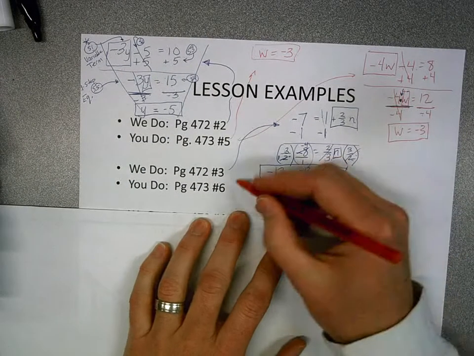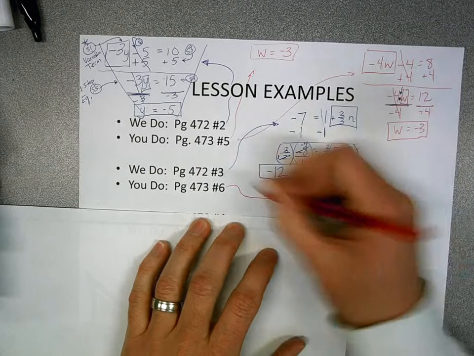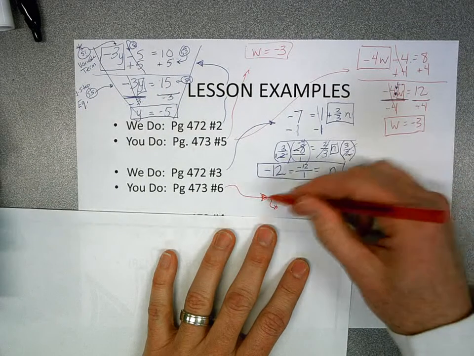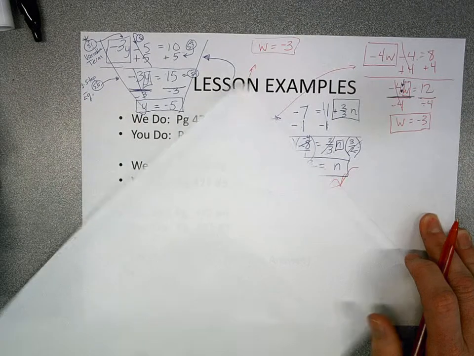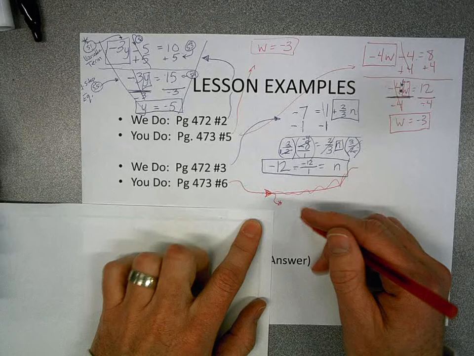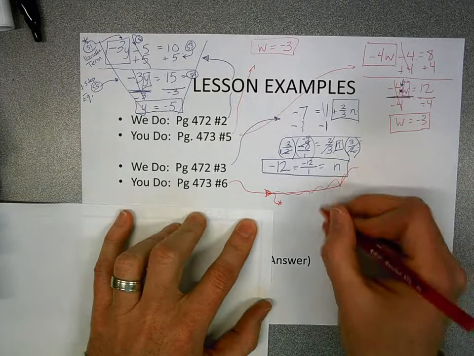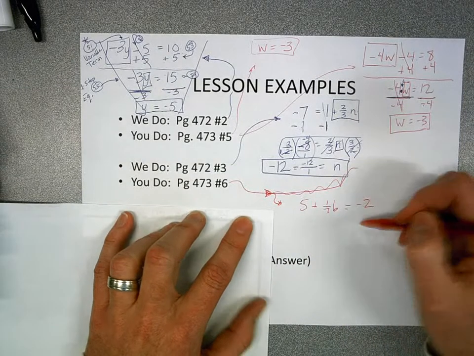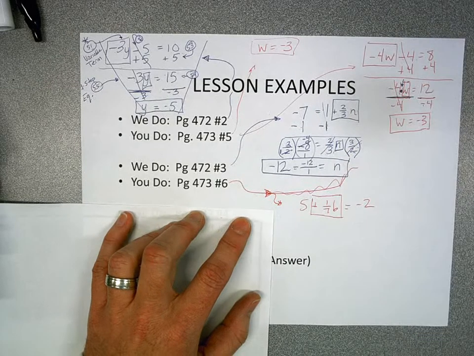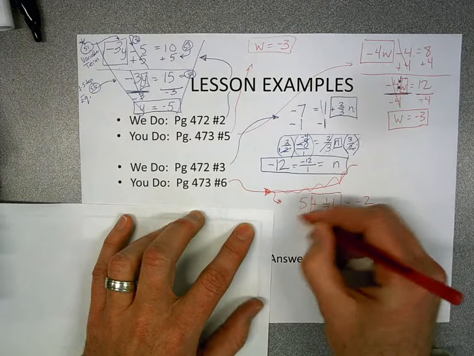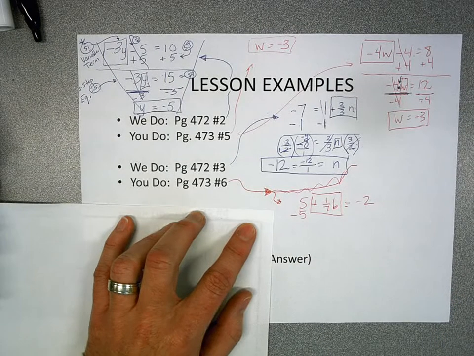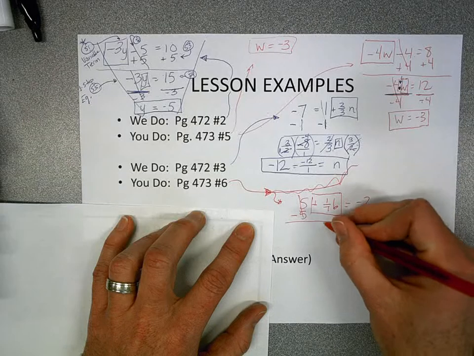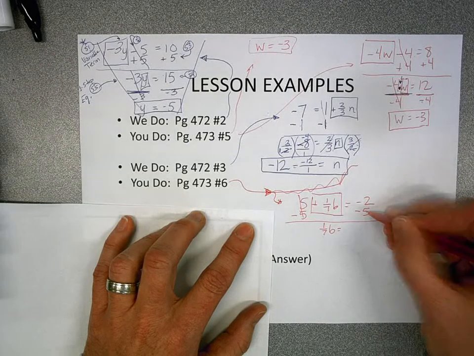All right, here we go. Problem number 6 on page 473 was 5 plus 1/7 b equals -2. So, very first step, box in our variable term, which is the positive 1/7 b. I have a positive 5 here. I'm going to do my additive inverse first, so I'm going to subtract 5 here and do the same thing to the other side. Those cancel. I end up with 1/7 b equals, and then -2 minus 5 is -7.